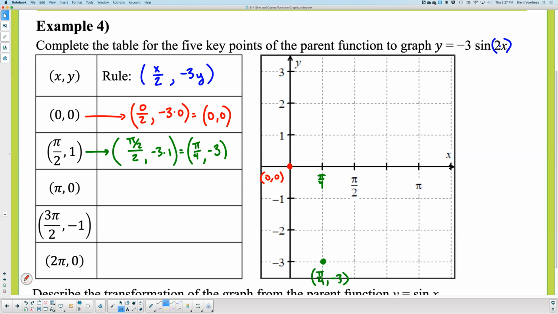Let's go to our next point. This one will be easier. You take your pi, and what am I going to do to this pi? According to the rule, divide it by 2, and I take my 0, and that's going to get multiplied by 3. So it's just pi over 2, comma, 0. That's that point there.